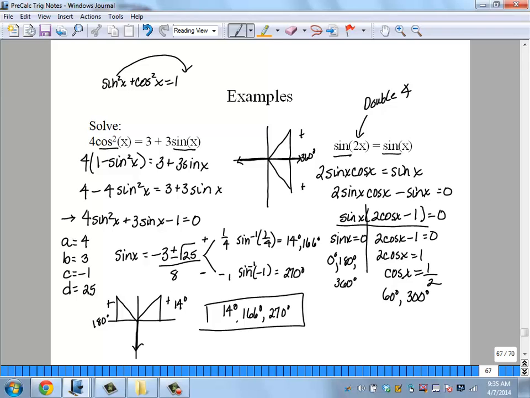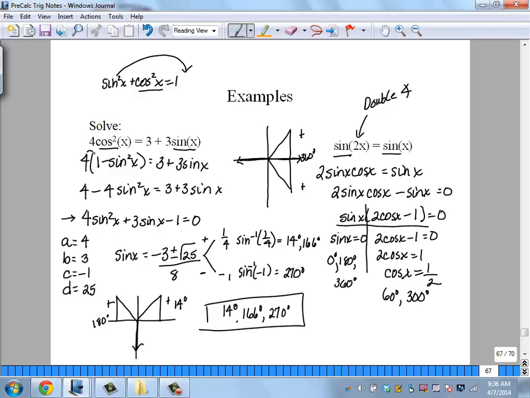I have 4 cosine squared x equals 3 plus 3 sine x. And notice I have a cosine squared and a sine. They're not the same. So what I want to do is replace one of these so that I can get this all in one trig function. And I notice it's cosine squared. So if I use this identity, sine squared x plus cosine squared x equals 1, and if I move the sine squared over there, I'm actually solving for cosine squared x. Okay? So now I can say in this spot, cosine squared x is 1 minus sine squared.